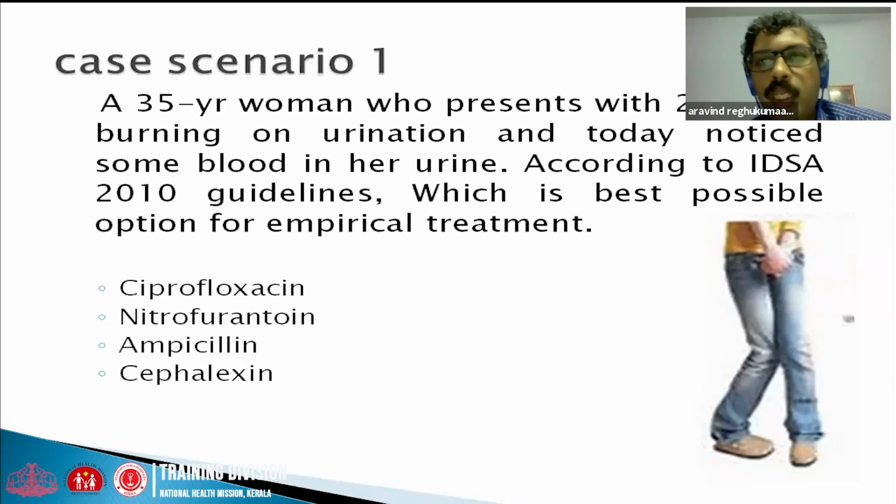It is likely to be an infection because the patient is having dysuria as well as blood in urine. And what syndrome is the patient likely to have? It's likely to be cystitis. Whether it's a complicated cystitis or uncomplicated cystitis, we don't know much about that. I will say it is an acute uncomplicated cystitis, one of the common scenarios where antibiotics are being prescribed. So as per the 2010 guideline, what is the empirical treatment of choice for acute uncomplicated cystitis? Will you start ciprofloxacin, nitrofurantoin, ampicillin, or cefalexin?